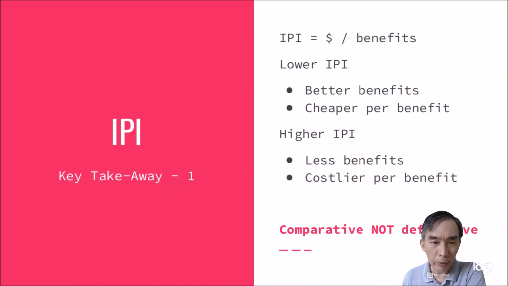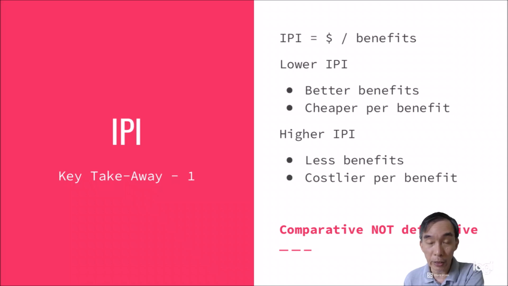For that, I would like to give you takeaway number one. IPI, as we said just now, is the money that you paid as a ratio to the benefits that you get. A lower IPI means you are paying less money for more benefits. You can interpret it as better benefit, or in a way a cheaper price that you pay for the benefit. A higher IPI may be interpreted as not as many benefits, or probably more costly per benefit that you paid for. So it is a comparative ranking.